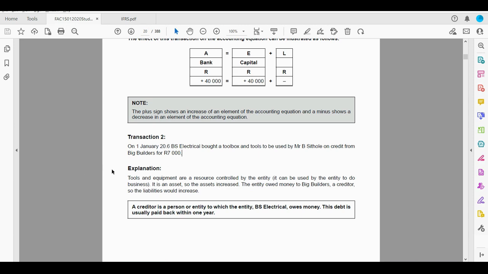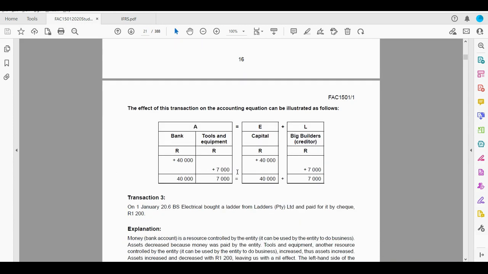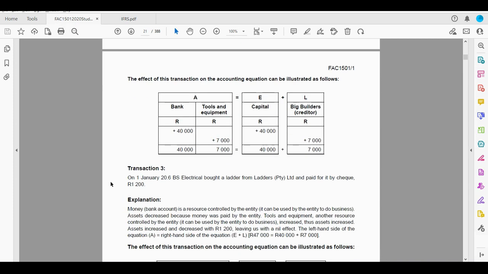We can also look at the explanations here. Let's look at the third one. Let's see how they accounted for it. Yes, assets went up, 7,000. Liabilities went up. Yes, we owe someone money now. You see, creditors. These are the people we owe. These are the stuff that we own. If you have any questions, please remember to ask me.